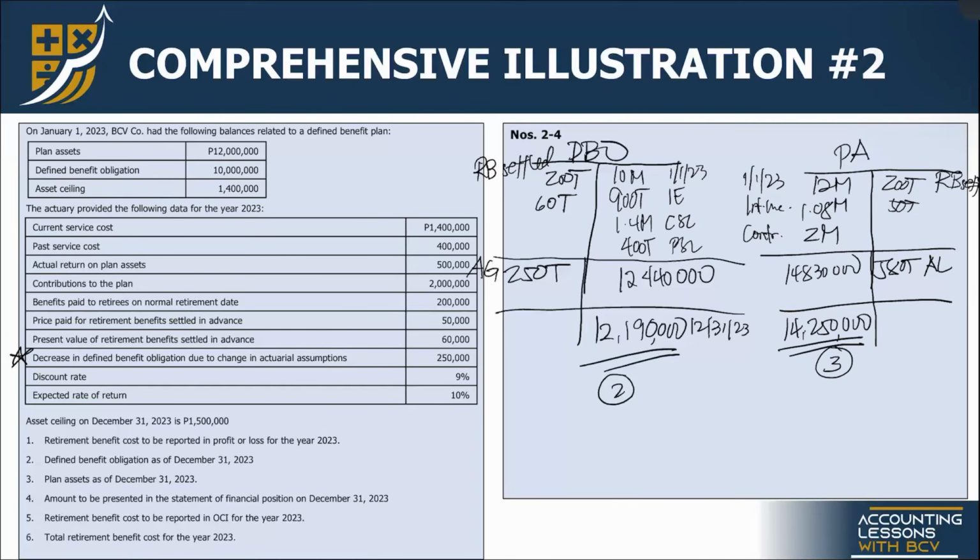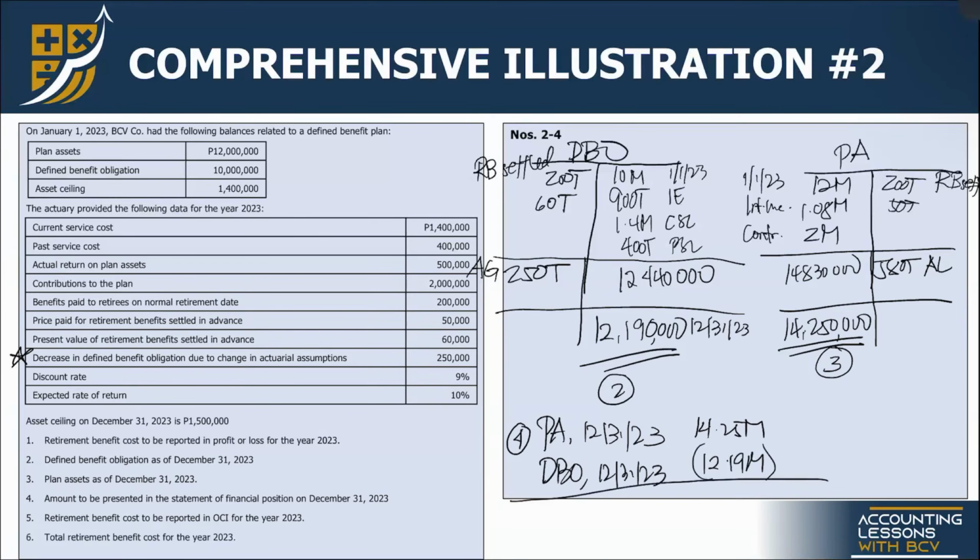Next. Number 4. Oh, ito na. Amount to be presented in the statement of financial position. Okay. Now, nakikita natin mas malaki si plan assets, tama? So, lagay natin siya sa taas. Plan assets, December 31, 2023, 14.25 million versus DBO, December 31, 2023. How much is the difference?